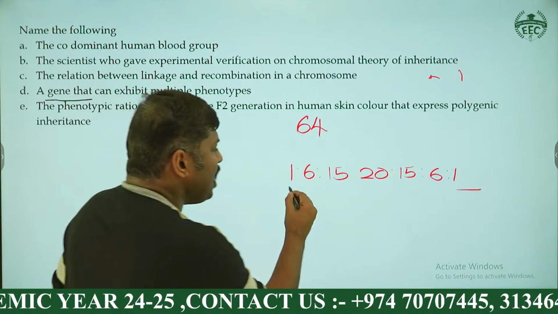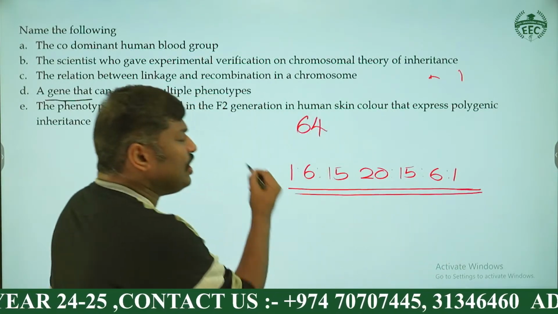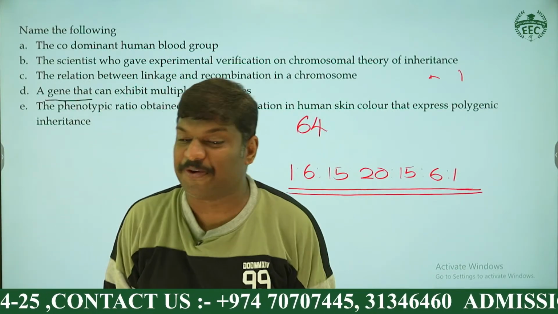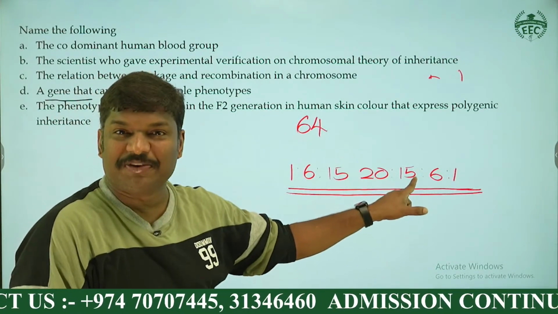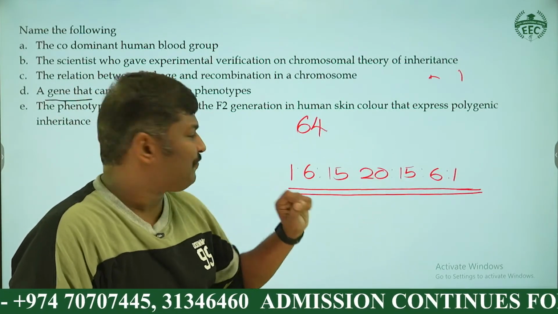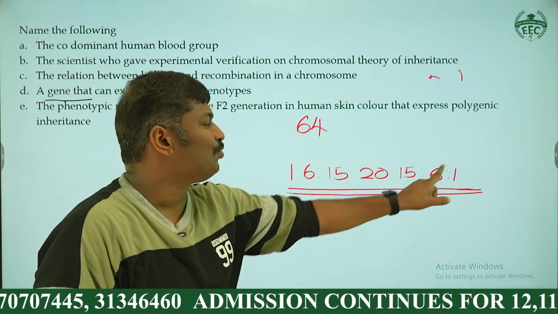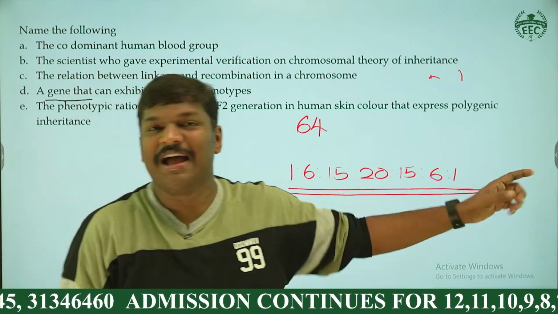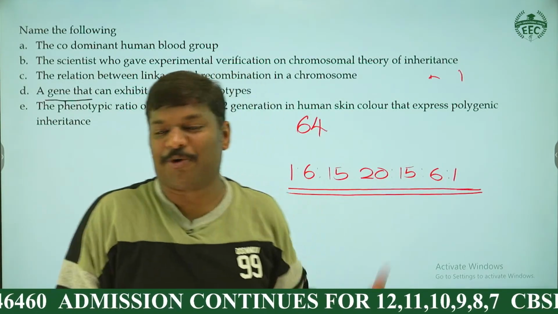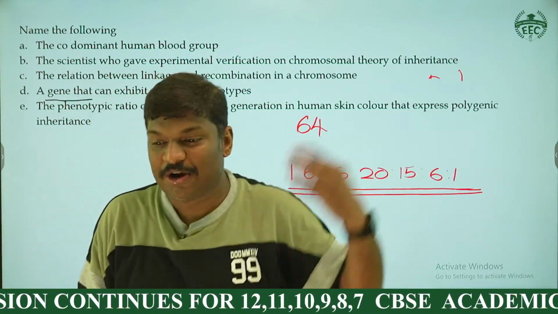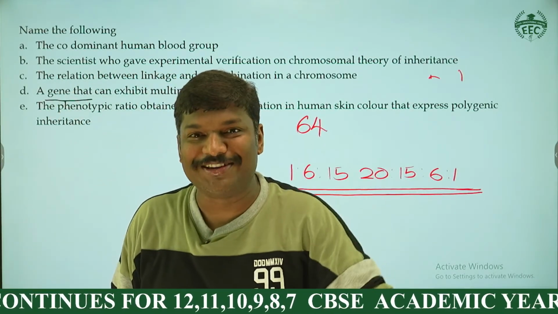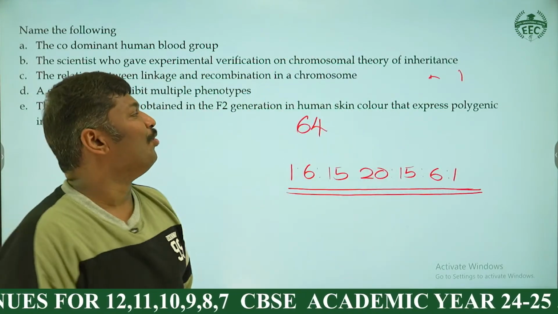I will repeat one more time: 1:6:15:20:15:6:1. So you know that 20, 15 plus 15 is 30. So 20 plus 30 is 50, 56, 62, 63, 64. The total sum must be 64, and it is 64 itself. This is the ratio, my dear students. So 1:6:15:20:15:6:1 is the ratio, and that is the answer.